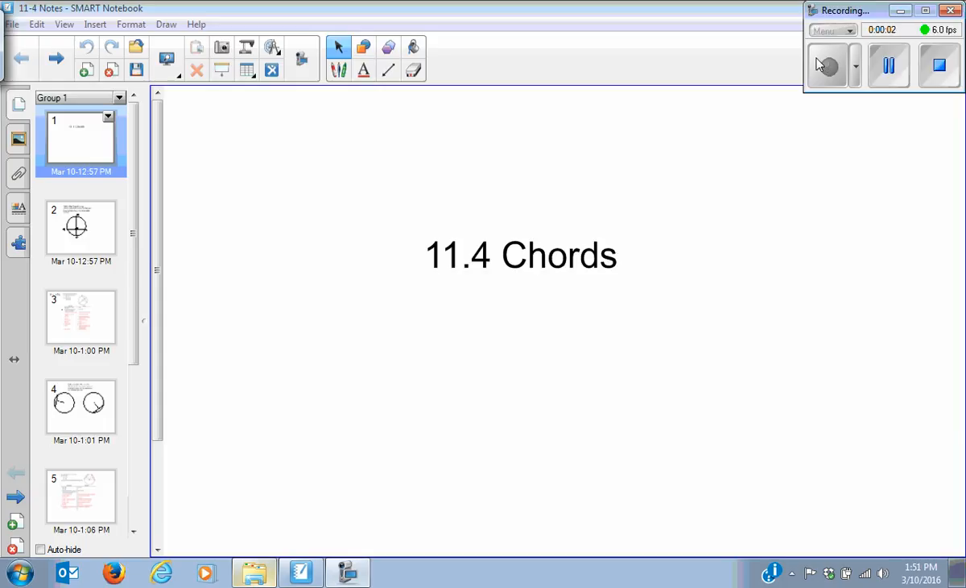What up, guys? So 11.4 is going to be all about chords. We've already talked about different parts of a triangle, the angles, and how to find arc measurements and all kinds of things like that. Today we're going to talk about the chords. Recall from 11.1, chords are line segments that go from one side of the circle to the other, and their ends are on the circle actually.